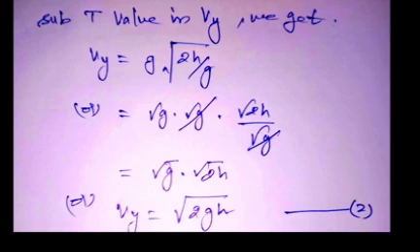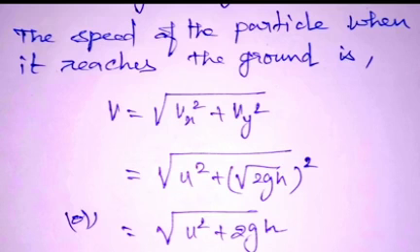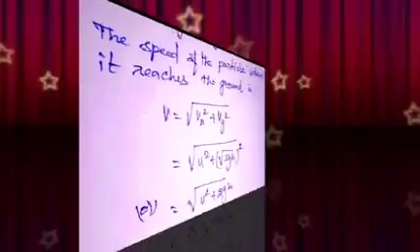So next we are going to find the speed. We find the velocity in the y component and velocity in the x component, and substitute in the speed. We know the formula, the speed v is equal to square root of vx square plus vy square. And since we know v of x equal to u and v of y equal to root 2gh, we get square root of u square plus square root of 2gh the whole square, and the square root and whole square will cancel each other, and finally we get the speed v is equal to square root of u square plus 2gh. This is the speed of the object when it reaches the ground.